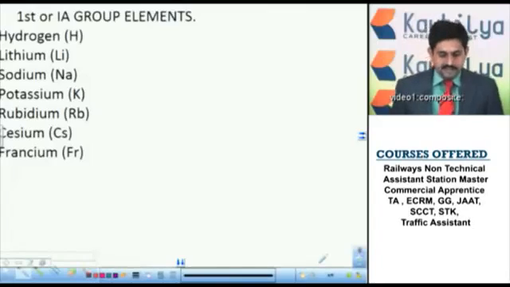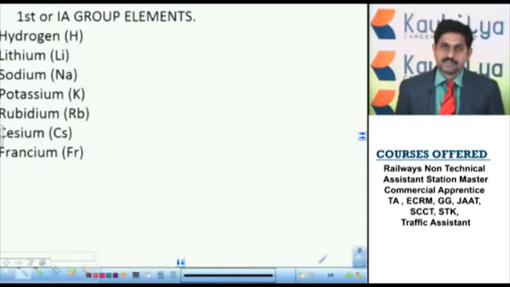In the last class, we discussed the periodic classification: how the elements are classified into different groups, how many periods and groups there are, and on what basis the elements are arranged in the same group. Those are all the things we have discussed.